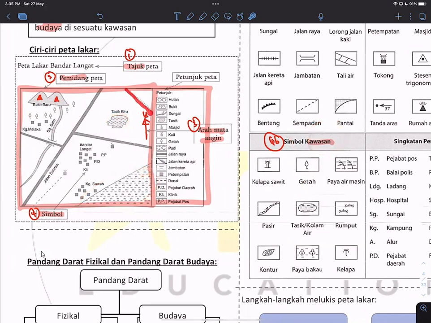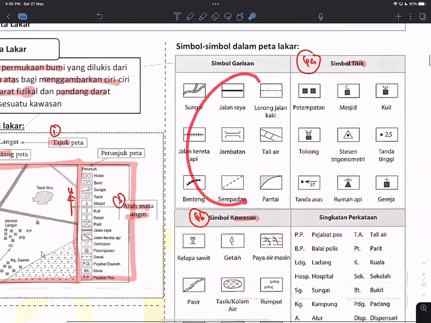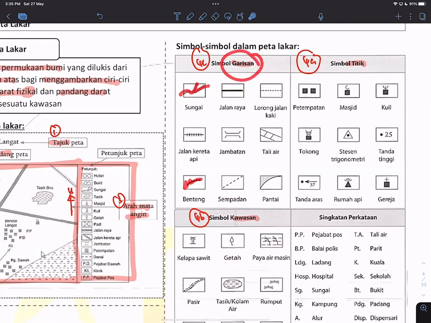So what about the jalan kereta api and the jalan raya? They are not kawasan, not a large area, because they are showing as a line. So jalan raya, sungai, jambatan, and this lorong, and this landasan kereta api are all symbol garisan. So this is your 4C, the third type of symbol to show the lining, a straight line or garisan melengkung or pemecah ombak. Yeah, this is all symbol garisan.